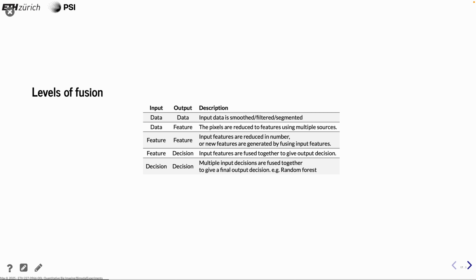The higher levels are about decisions, so then you are on the level that you do hypothesis testing based on features, or even make a cluster of decisions from different modalities and merge them together in one framework. So for example, one example would be to work with a random forest where you have different segmentation trees, and then you merge the data from these trees.